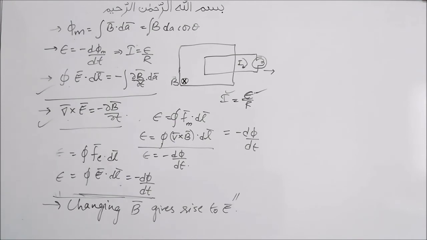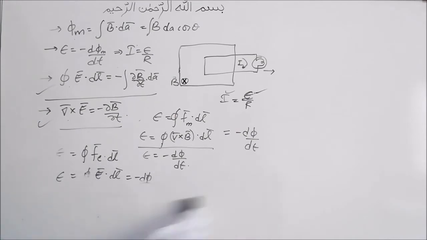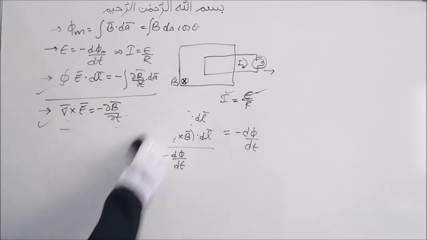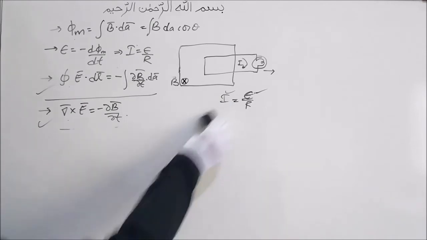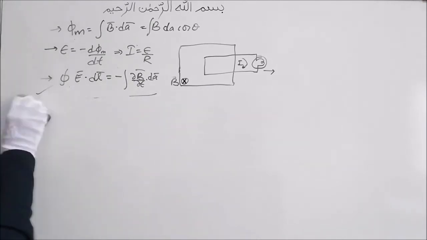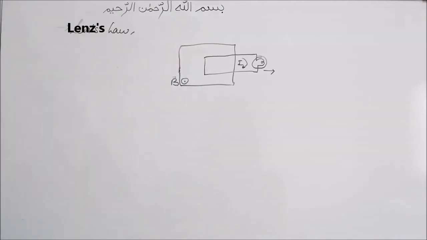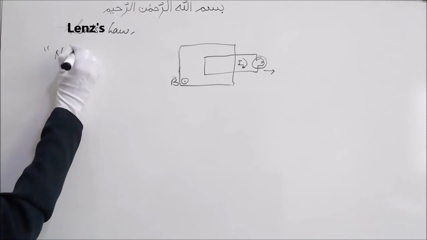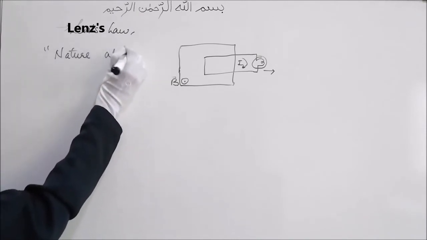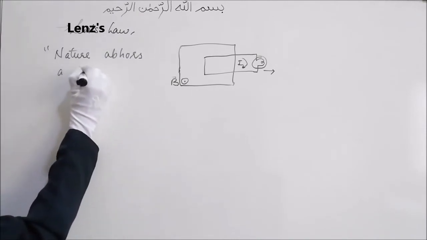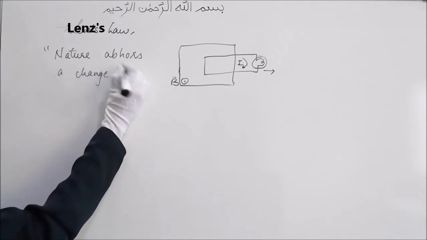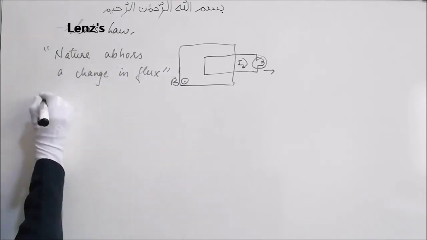So now we have seen this. Now what about the direction of current which is produced in the loop? The direction of current produced in the loop can be found by using Lenz's law. What is Lenz's law? It says that nature abhors a change in flux. What does this mean?